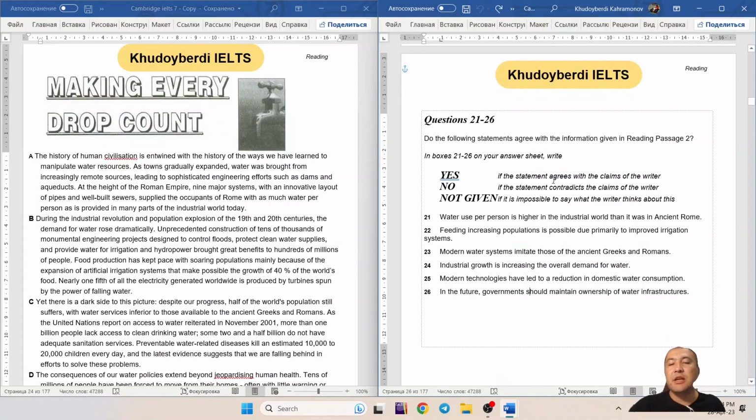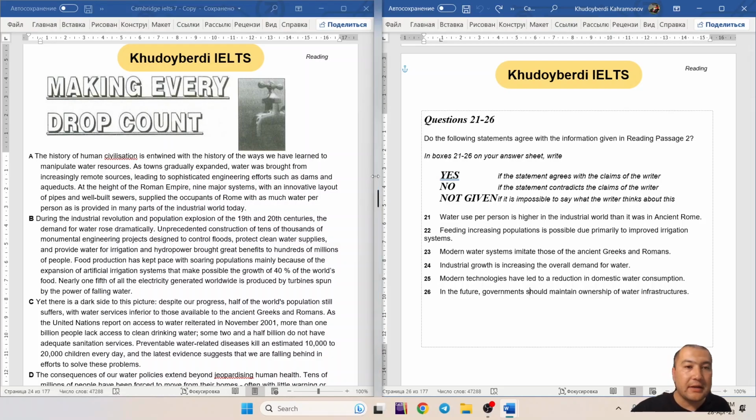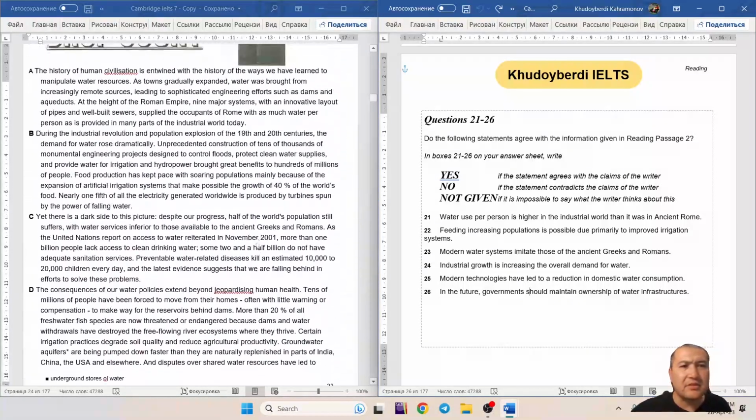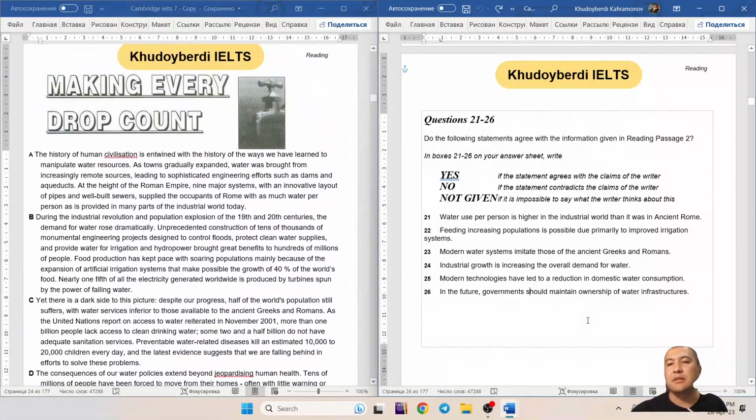Just to make ourselves comfortable, right? Let's begin with yes, no, not given, okay? Because just doing matching headings, maybe somehow we can waste time there, because we need to look through, like skimming and scanning. We could somehow lose time. That's why let's start off by doing the yes, no, not given type of question here, right? Let's try to figure out the keywords about yes, no, not given, okay?